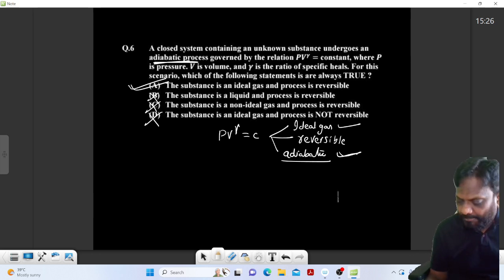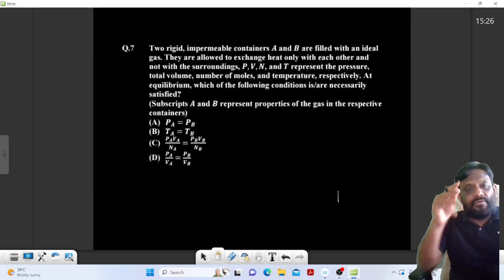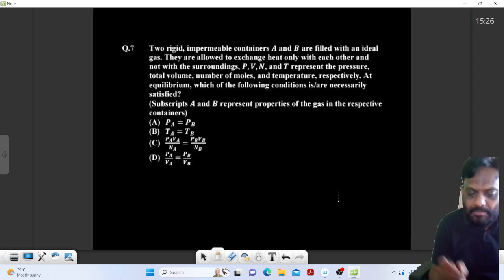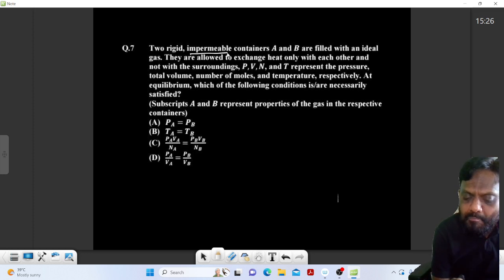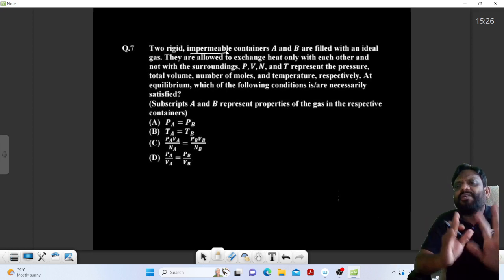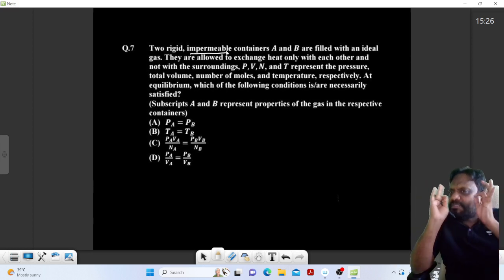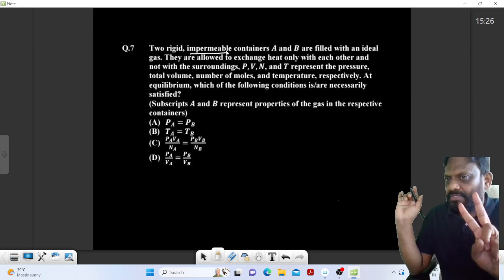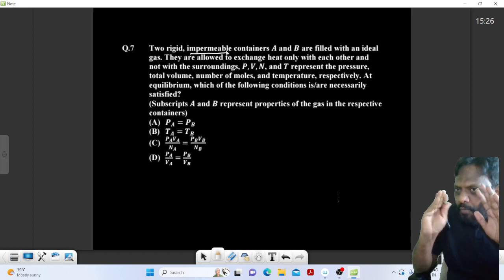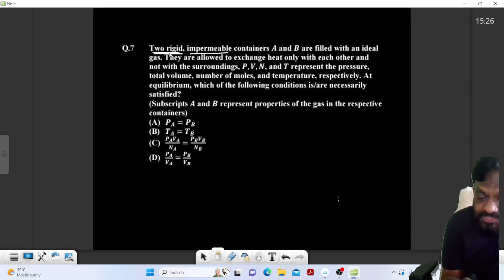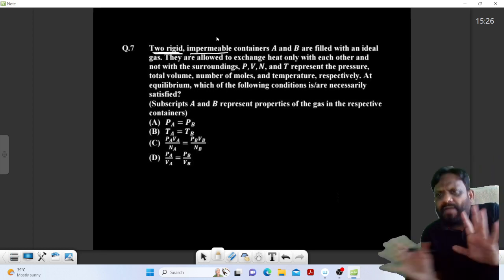Okay, chalo. Take this question. This is a very good question. Please read the question. Two rigid, impermeable containers. What does impermeable mean? No flow, no mixing. This is a smart question, sir. And the focus in this question should be on two words, because I'll tell you what mistakes we can commit. Rigid and impermeable. Impermeable means it cannot flow and mix.